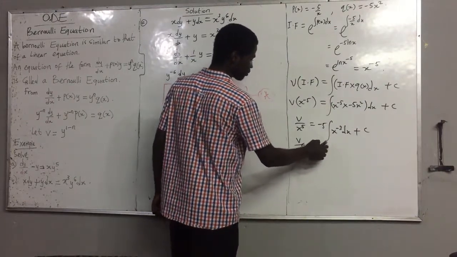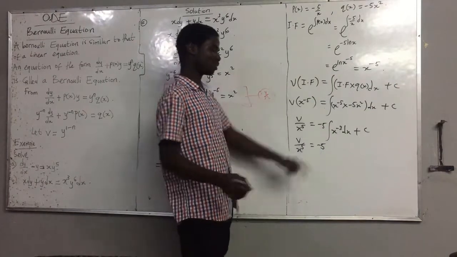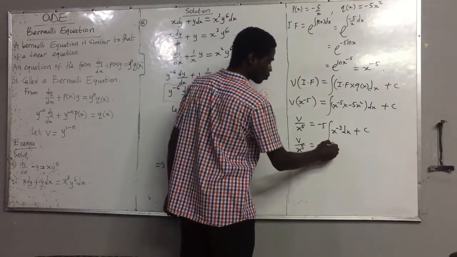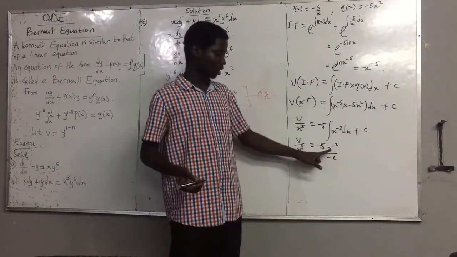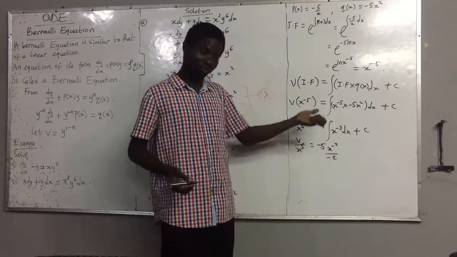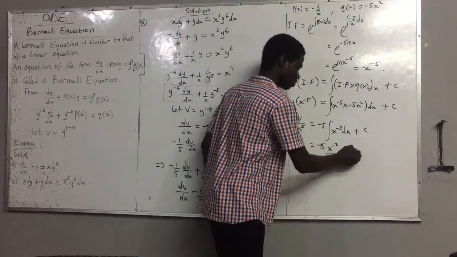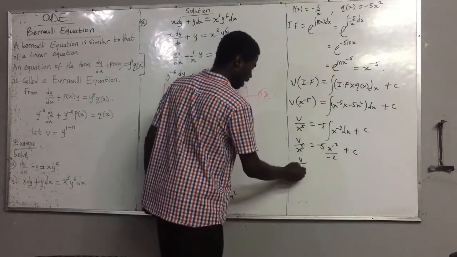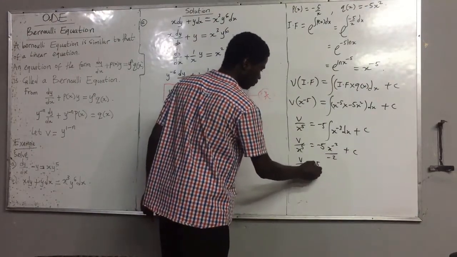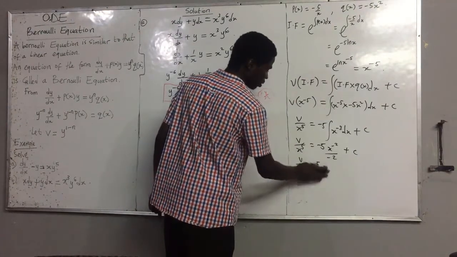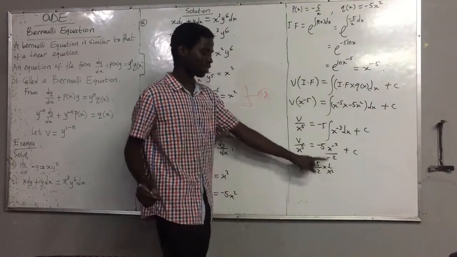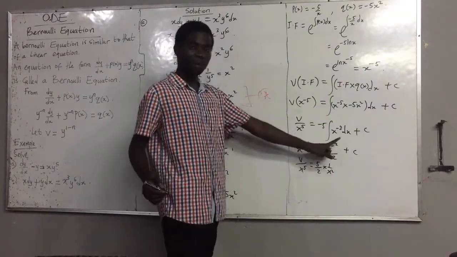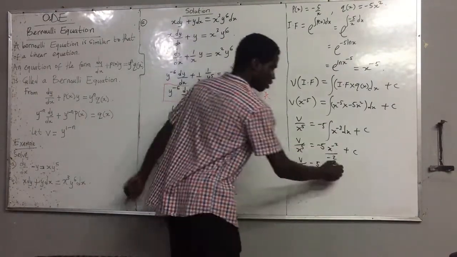This will give you minus 5 s raised to power minus 3. Don't forget, when you are integrating, we add 1 to the power, it becomes minus 2 all over the whole of the power minus 2, plus c. So this one will become v over x raised to power 5 equal 5 over 2x times 1 over x squared. Do you understand? Minus cancels minus, 5 over 2. x raised to power minus 2 is what? 1 over x squared plus c.